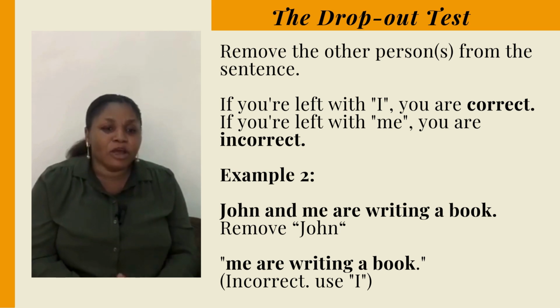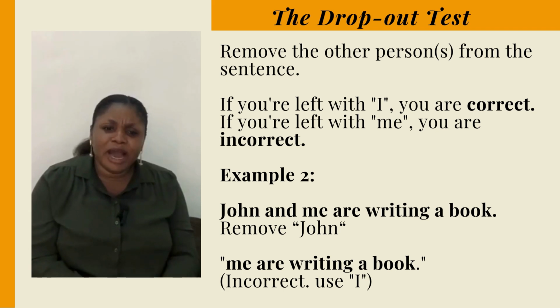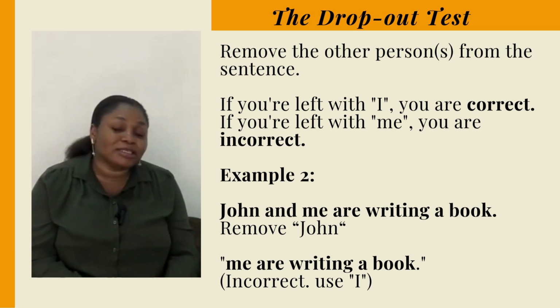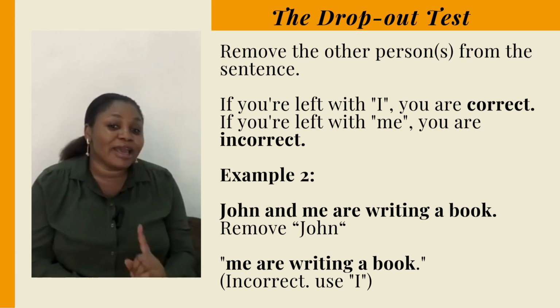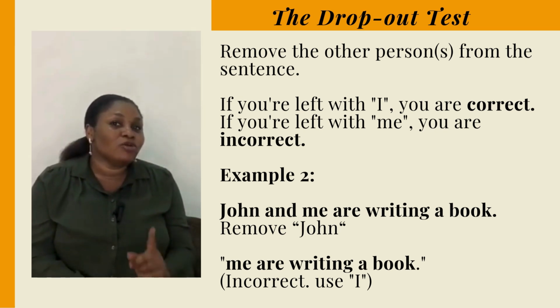The second example: John and me are writing a book. Now what do you do? You remove John. And what is left? Me. Try to make a sentence with just me. Me are writing a book, or me is writing a book. Is that correct? Of course not. It is wrong. So you always use I in this context, because me cannot perform an action in the sentence. It is the work of I. Me can only receive the action. And so every time there's a need to perform an action, you always use I. And when there's a need to receive an action, you use me.